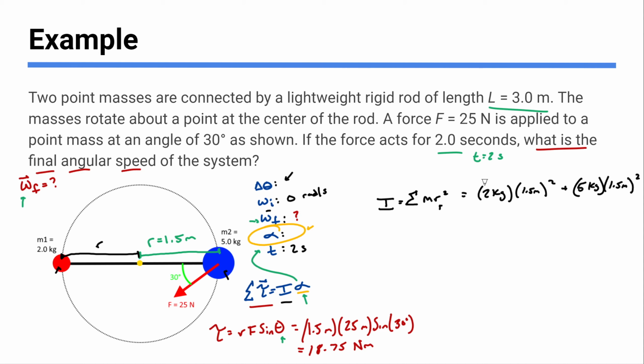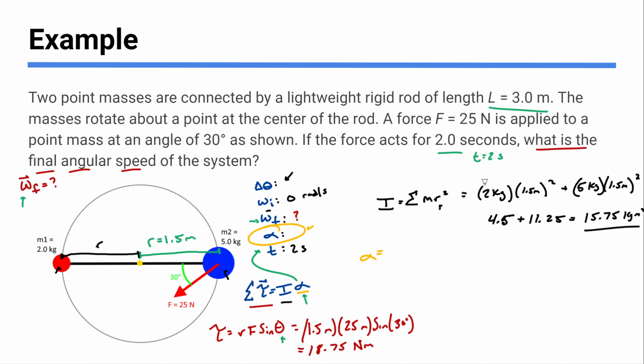Okay, so let's again put that in our calculator. So I get 4.5 plus 1.5 squared times 5 is 11.25. And add them up. I get 15.75 kilogram meter squared. That's my moment of inertia. Hey, we're getting close now. All right, again, the point of doing this was to find my angular acceleration.